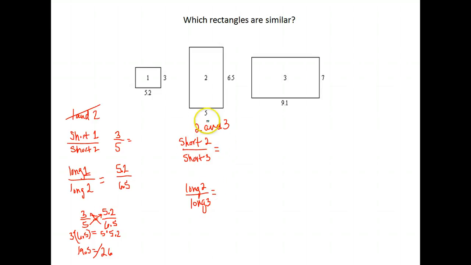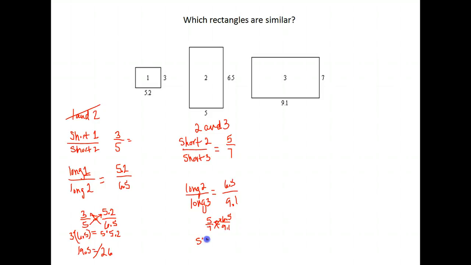Okay, so rectangle 2, the shorter side was length 5. The shorter side from rectangle 3 was length 7. The longer side from rectangle 2 was 6.5. The longer side from rectangle 3 was 9.1. There's our ratios. Now we want to check to see if those are proportional. So we're going to set them equal to one another and cross multiply.